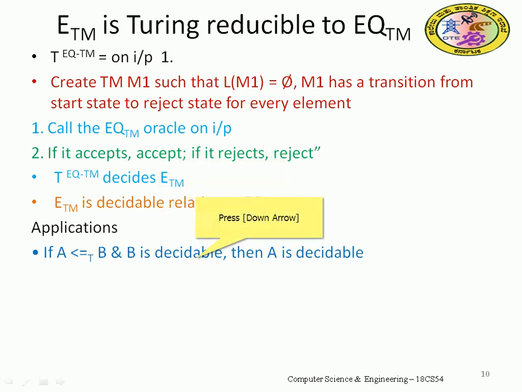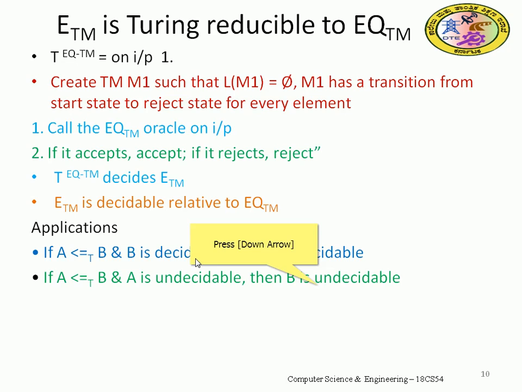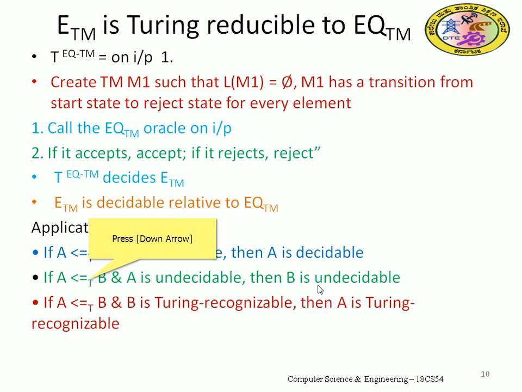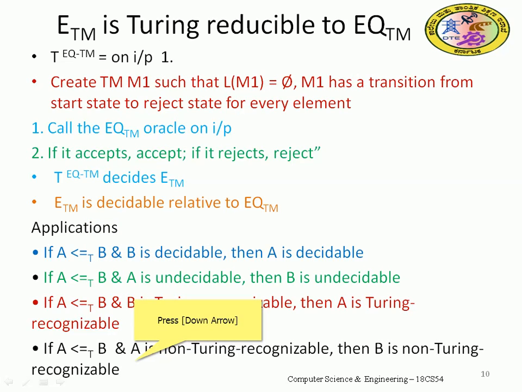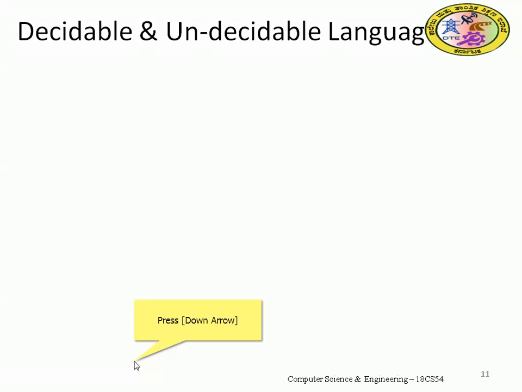So the applications are: if A is Turing reducible to B, and B is decidable, then A is decidable. If A is less than or equal to T of B and A is undecidable, then B is also undecidable. If A is less than or equal to T of B and B is Turing recognizable, then A is also Turing recognizable, right? And if A is non-Turing recognizable, then B is also non-Turing recognizable. Those are the applications derived from this theorem.